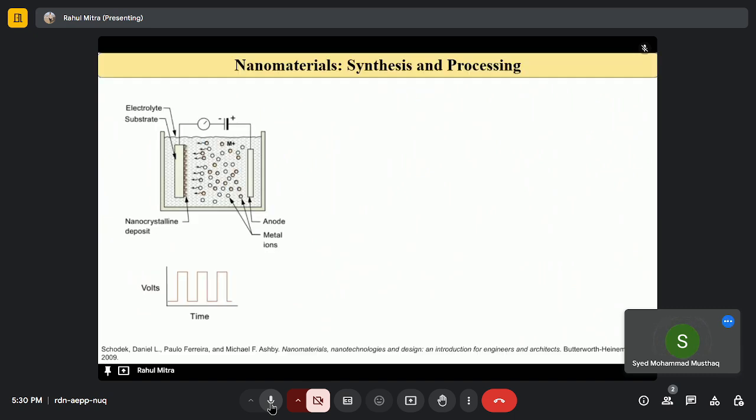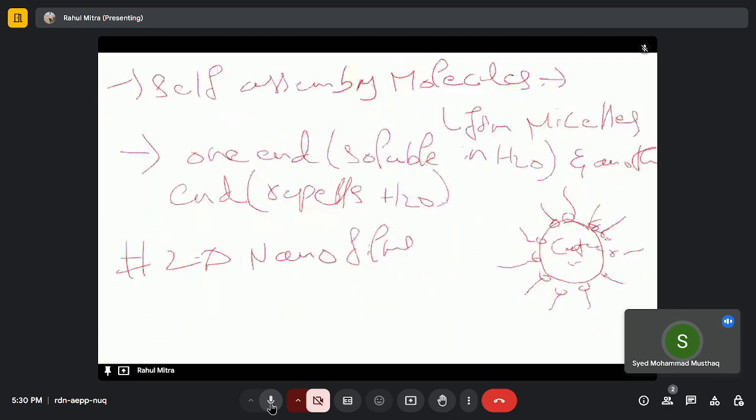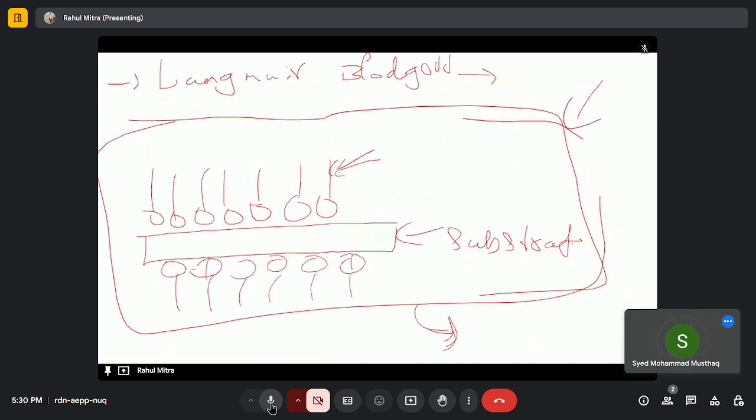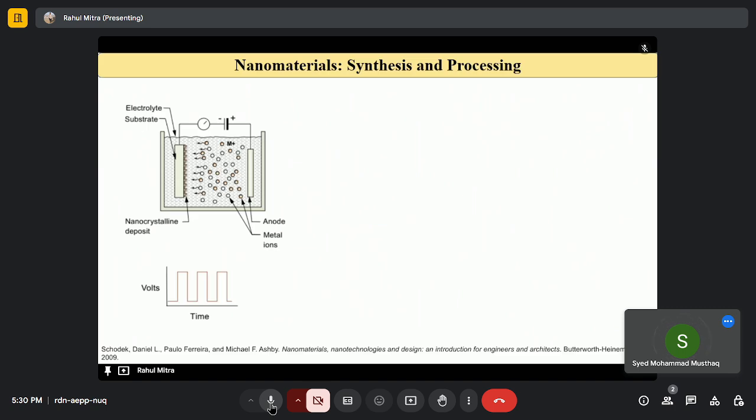Again, this Langmuir-Blodgett process for nanomaterials is a molecular self-assembly process, used to create 2D nanofilms. Right? Now, the next part, again, how to create a 2D nanomaterial.